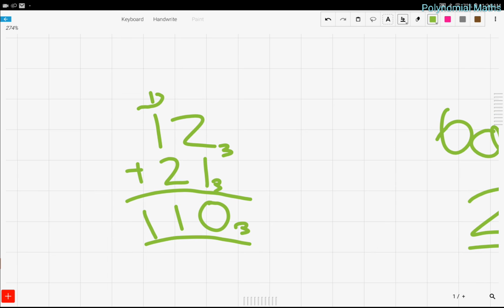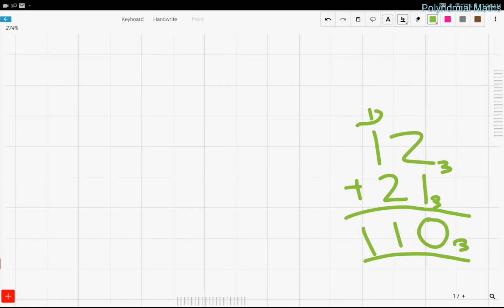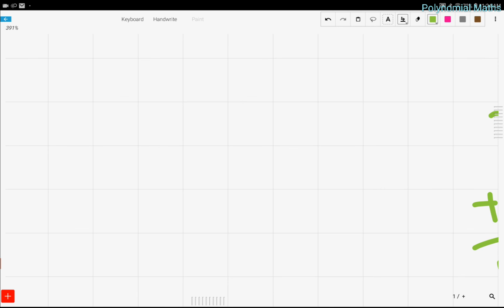So, like we saw before, when we add numbers that add to the base, which is 3, then we have to carry numbers. So if we saw, for example, in base 2, when we saw that 1 plus 1 was 2, in base 2, 2 is equal to 10, and we have to carry that 1 over to the next one.